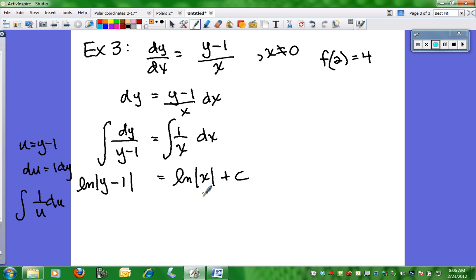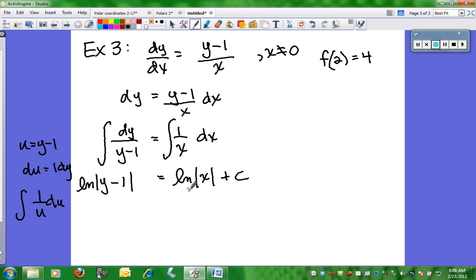Now this is the new stuff. Now we have this different solution. I mean, we're on our way to our solution. We have the natural log of the absolute value of y minus 1 equal to the natural log of x plus c. I need to get rid of those natural logs.